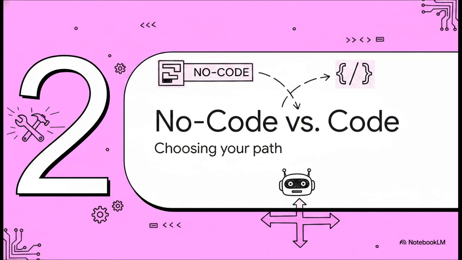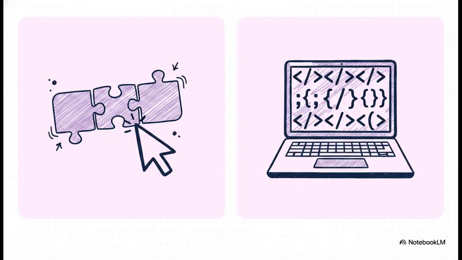Section 2, no-code tools versus code frameworks. Let's talk about choosing your path as a builder. You essentially have two main paths here. On one side, we have no-code tools like Zapier and n8n, and these are fantastic because they're incredibly accessible. You're using visual drag-and-drop interfaces to connect components without writing a single line of code. On the other side, we've got coding frameworks like LangChain or CrewAI. Naturally, these require programming chops, but they offer deep, highly customizable programmatic control over exactly how your agent behaves.